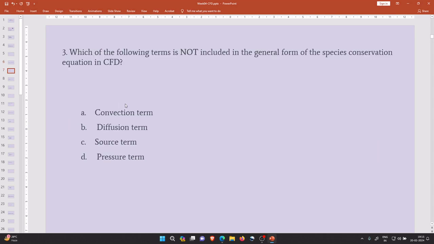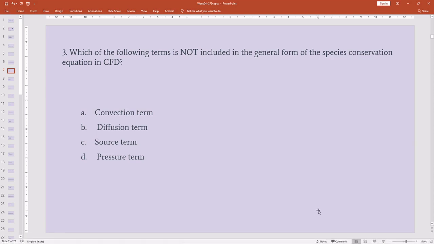Next one: which of the following terms is not included in the general form of the species conservation equation in CFD? We have seen our species conservation equation, so which term is not present there? Option A, convection term; B, diffusion term; C, source term; D, pressure term. So please inbox your answers.